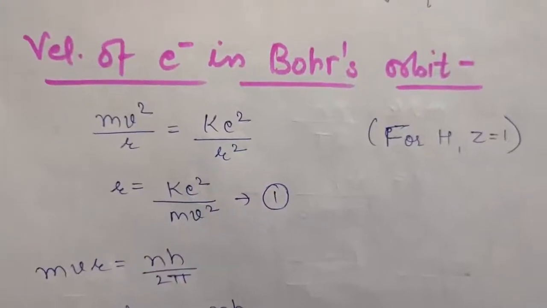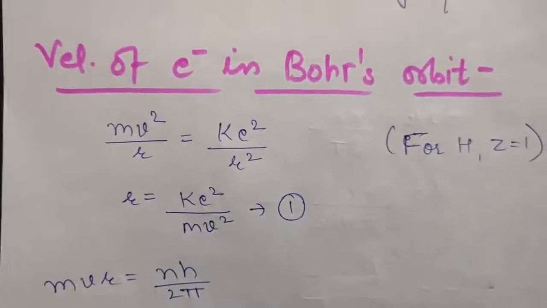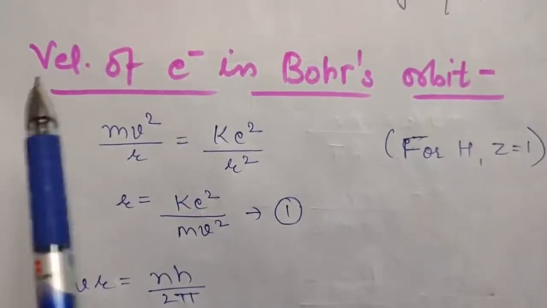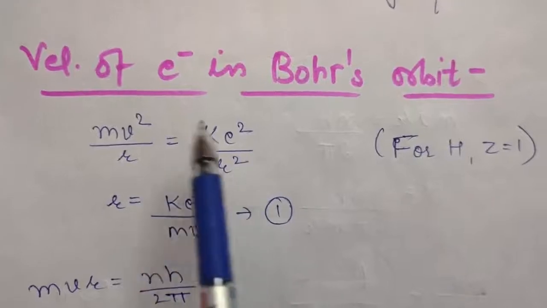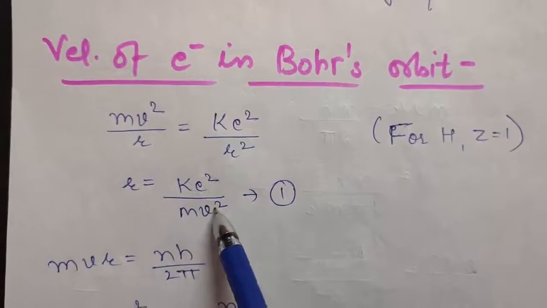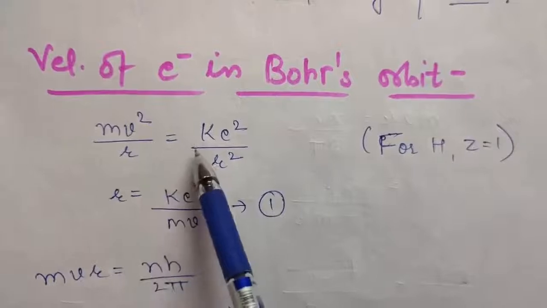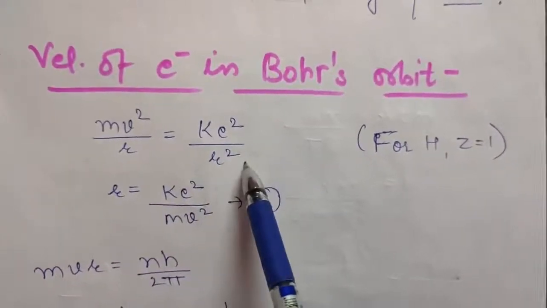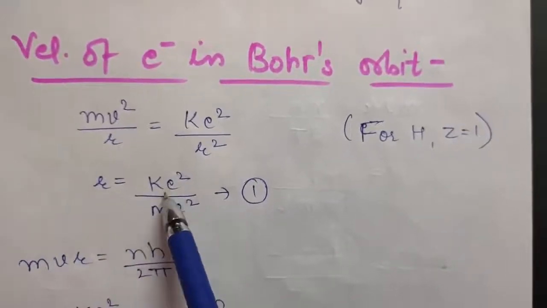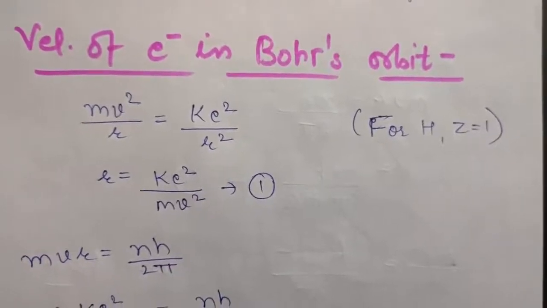Okay, so to calculate the radius, what we did, we used Bohr's second postulate. We calculated v from there and we put the value of v in Bohr's first postulate, right? Now to calculate velocity, we will be doing the opposite. We will be using Bohr's first postulate. From that we will be calculating r and we will be putting this value of r in the second postulate. So again, mv square upon r is equal to k e square upon r square. This you know, because again I have taken Z equal to 1. From here calculate r, that will come to be k e square upon mv square. Mark it, first equation.